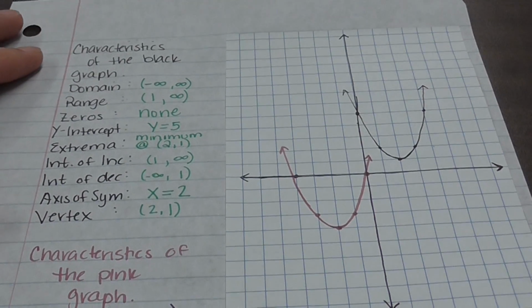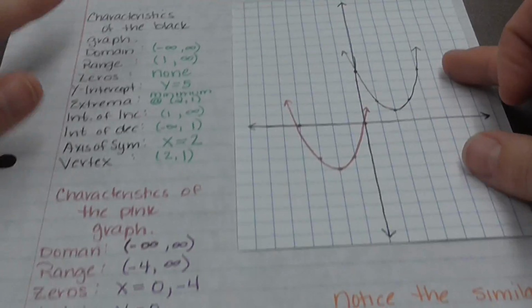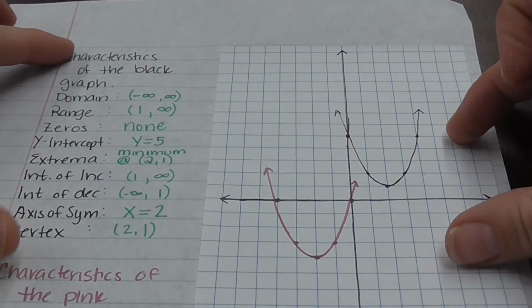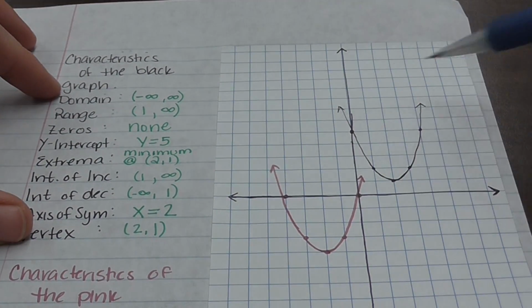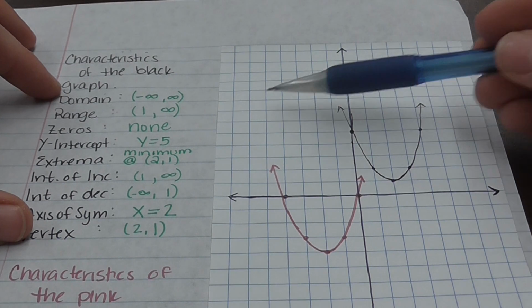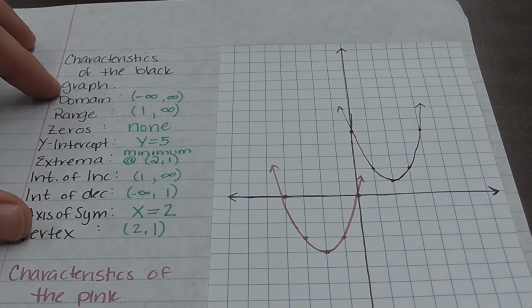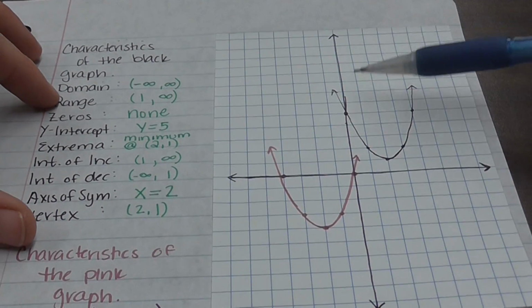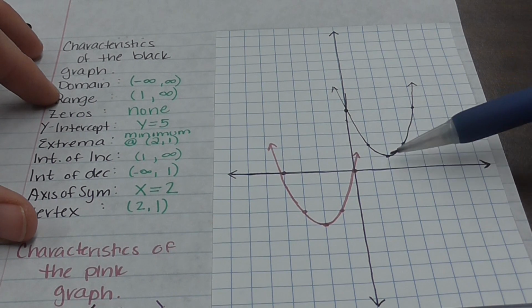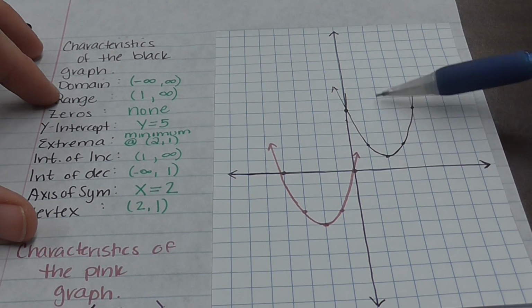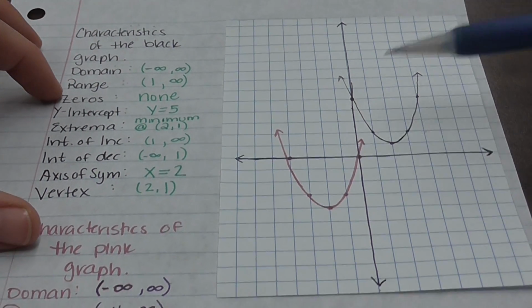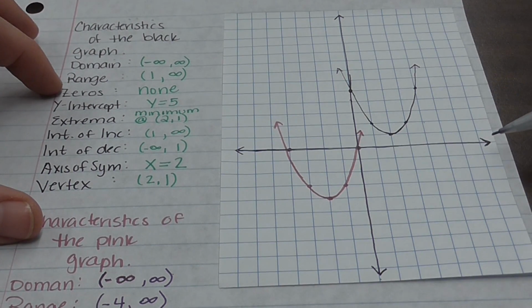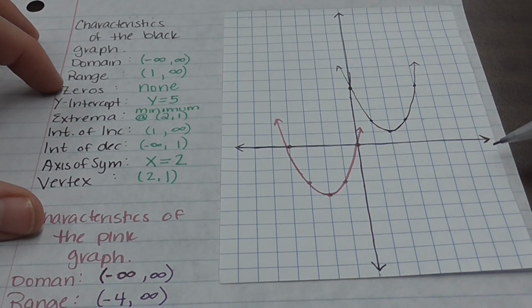So looking at these two graphs, we're going to do the first one here, and then we'll do the second one below. Looking at the first graph, which is in black, your domain goes from negative infinity to positive infinity because it's going to keep going left forever and it's going to keep going right forever. Your range, the lowest point that this graph is ever going to go is at positive 1, and it's going to go to infinity as both ends are going up forever. It will not cross the x-axis ever, so there are no zeros or x-intercepts.